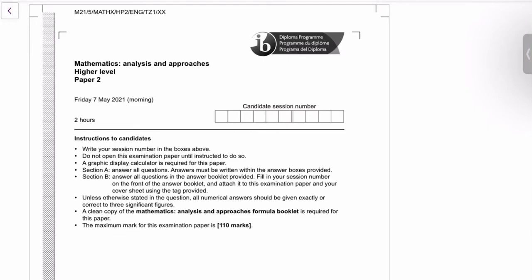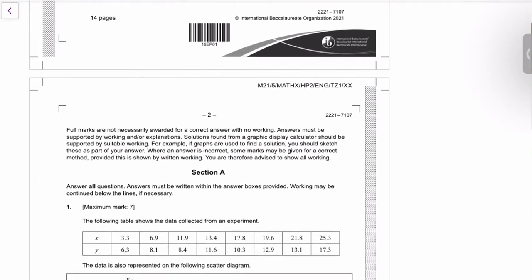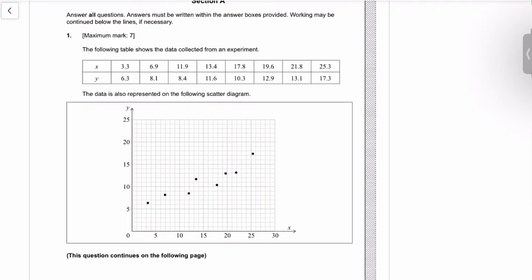This will be my solution on the 2021 AAHL time zone 1 paper 2. If you need paper 1, I'll link it below. If you have not tried the paper and you can't find a link, you probably would have a difficult time finding it.